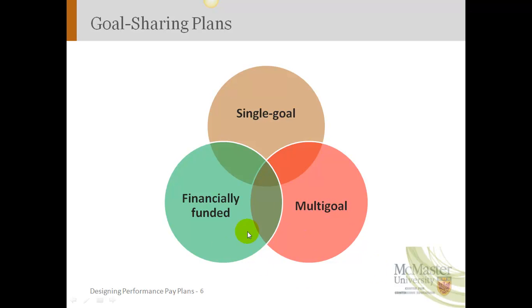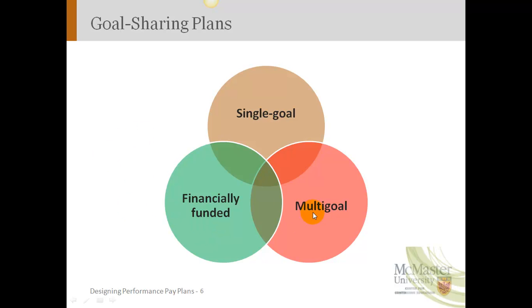The other thing we find is that we have another type of goal sharing plan, which could be what we say is financially funded. So here with the financially funded, you would have a particular bonus amount that would be set by the company that's available for distribution. Sometimes it's usually a percentage of their profits or whatever, but the company would set that, and then the amount of the payout from that pool would be determined based on the level of goal achievement.